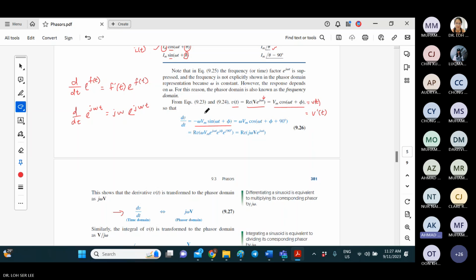Macam mana kita nak tahu bila time kita nak kena differentiate?